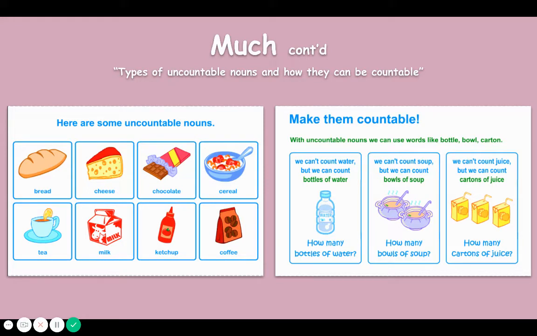Very easily. With uncountable nouns, we can use words like bottle, bowl, and carton. We can't count water, but we can count bottles of water. For example, how many bottles of water? We can't count soup, but we can count bowls of soup. For example, how many bowls of soup? We can't count juice, but we can count cartons of juice. How many cartons of juice? Okay, these are examples of uncountable nouns and how we could make them countable.